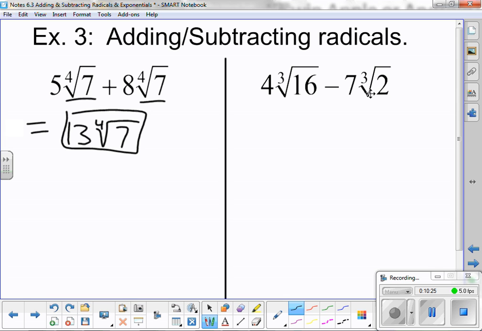They're not like terms. This is the third root of 2. This is the third root of 16. So your job, first off, is to try to make them look alike. So I need to make this part look like this part. A 2 could be made to look like a 16, but it's a much more complicated process, so we don't want to do that here. It'd be easier to turn the 16 into a 2.